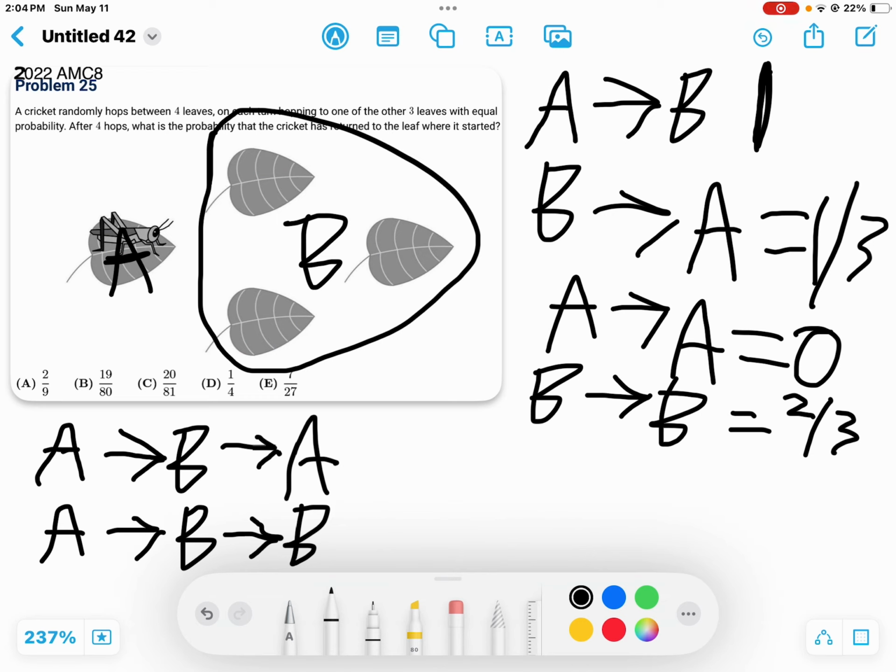Now, the third hop cannot be A. It has to be B, because if it is A, then on the 4th hop you can't go back to A because A to A is 0. And so we have that the next move must be going to B. And the last move obviously tells us to go to A already.